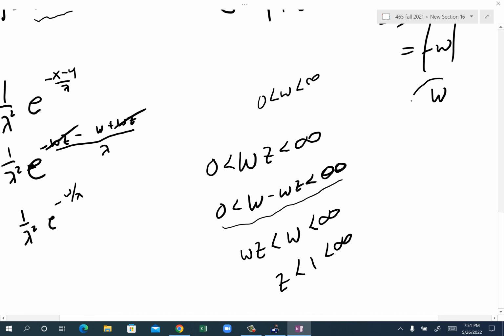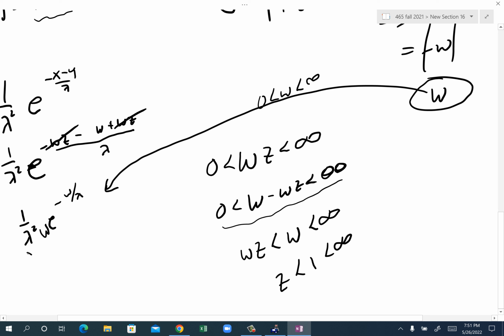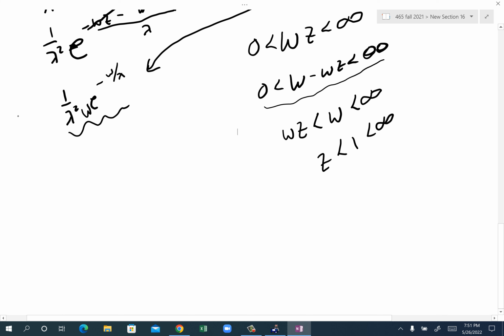So my Jacobian, I found it, and I didn't bring it over here and put it where it belongs. So this right here is my distribution. It's the joint PDF. It is the distribution of w and z. If I wanted just w, then obviously I'd integrate the z out.